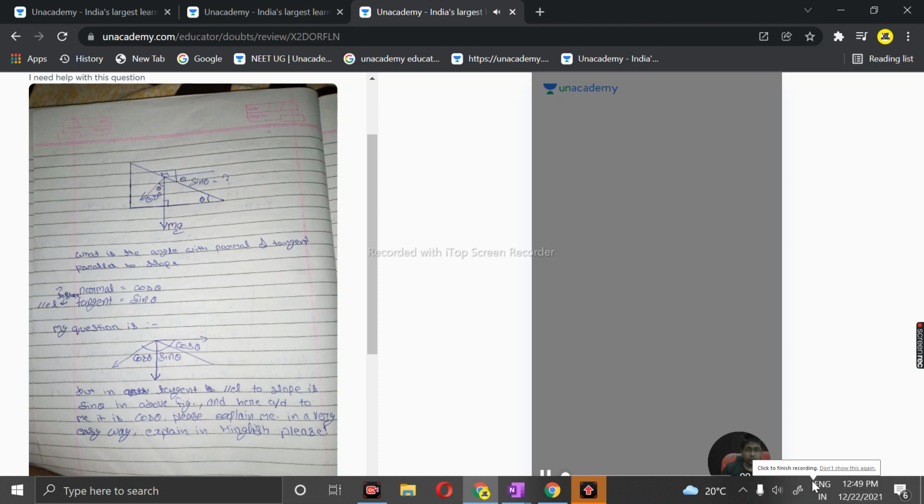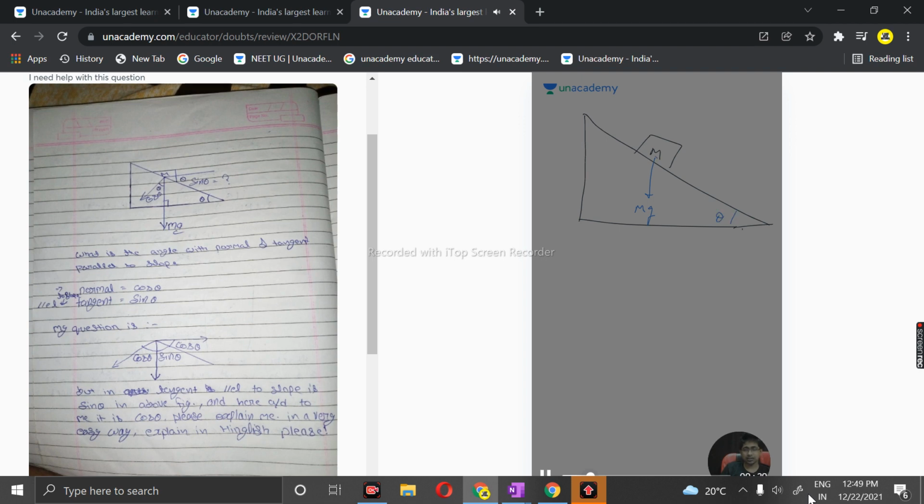Dear students, so we have a question over here. The question is that here we have a wedge, and here is a block of mass m placed. So mg is acting downward like this, and this is theta.